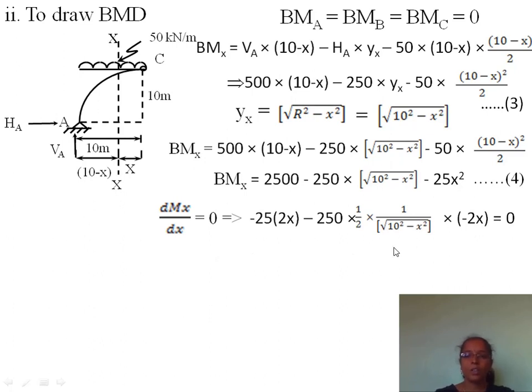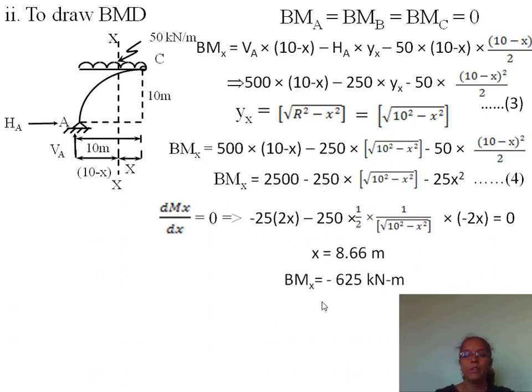and you equate it to 0. So after simplification you are going to get a value of x as 8.66 meter. The details of simplification are given in the study material, so you can refer to that one. Okay. So substitute the value of x into equation 4 to get the value of maximum bending moment.